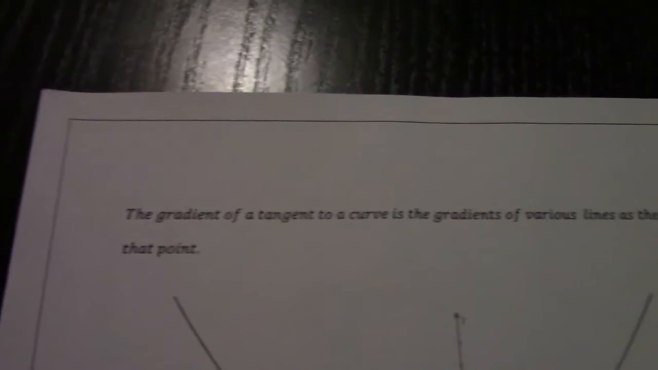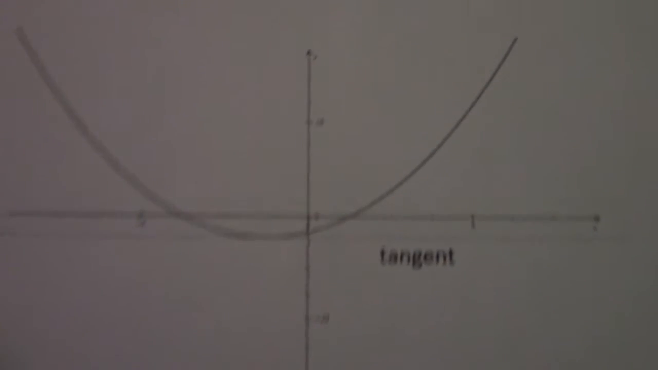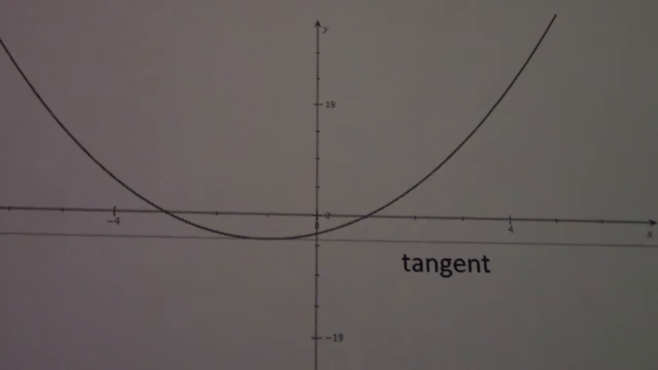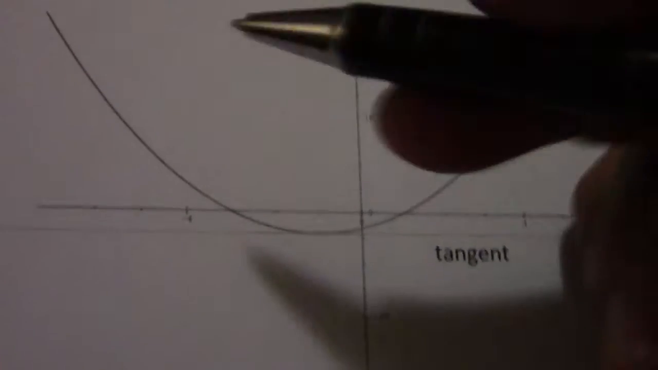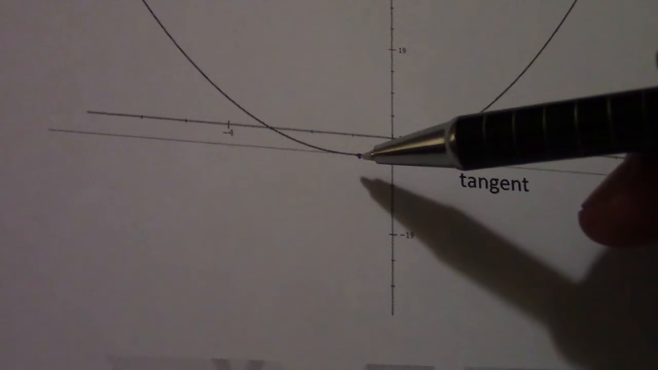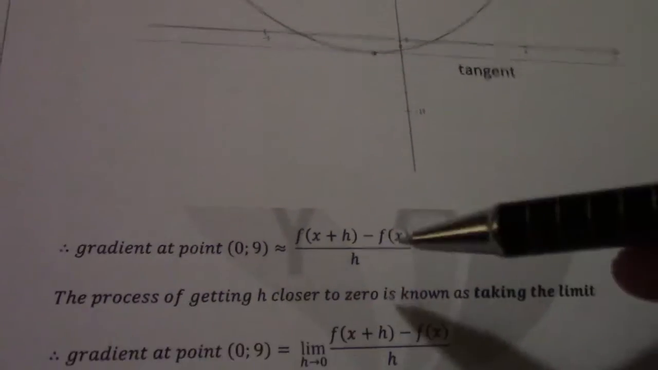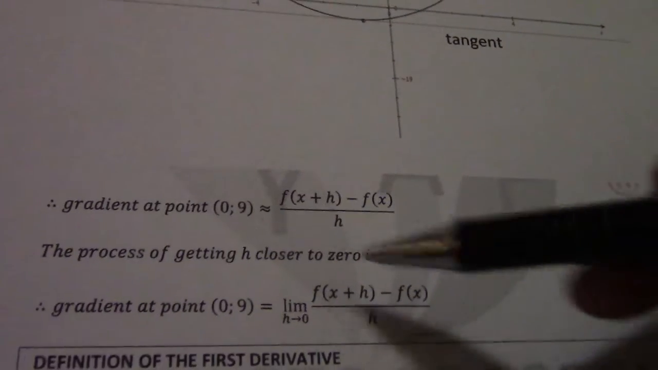Right? So the gradient of a tangent to the curve is the gradients of various lines as they get closer to that point. So what I've done there, as I moved everything closer to 0 and minus 9, eventually I end up with a tangent. Now as you can see here, the tangent is simply a line that touches another graph only at one point. So if I draw a straight line and it touches a parabola at one point, that point where it touches, and the line itself, is referred to as a tangent.